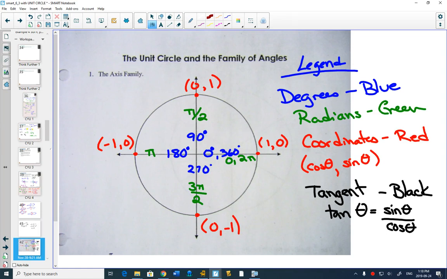And this is where the unit circle and our big ideas start to become really powerful.